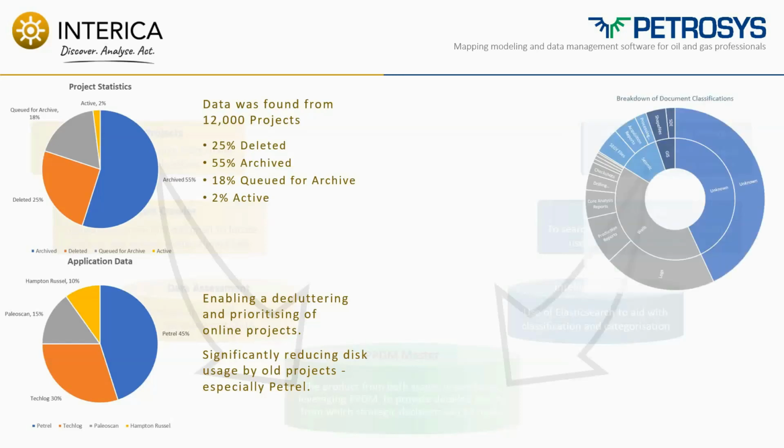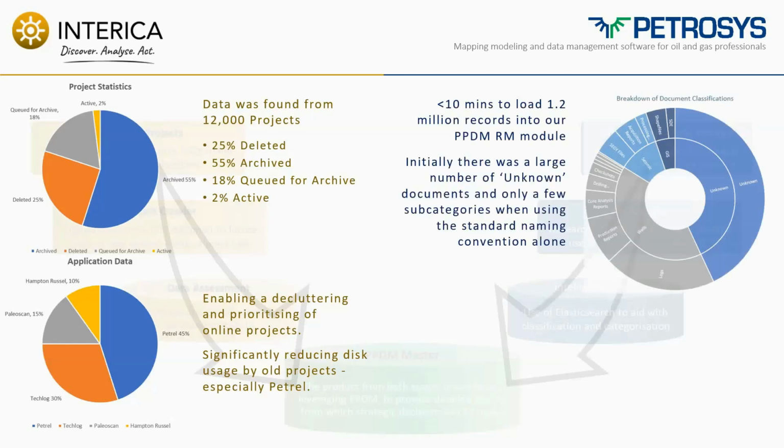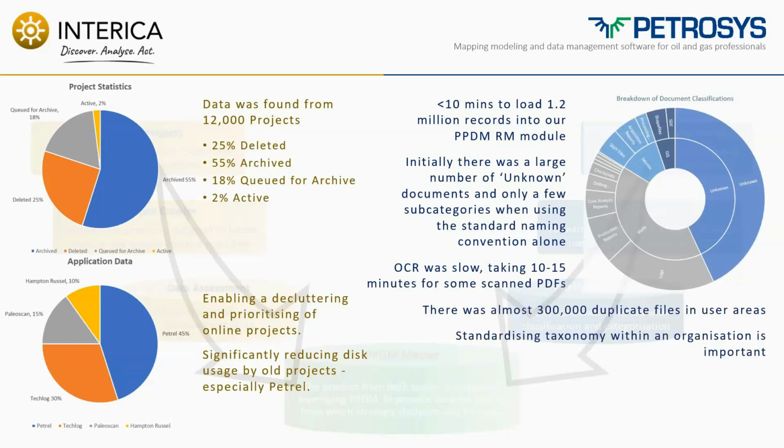The intelligent search process that was carried out on the unstructured data took less than 10 minutes to load 1.2 million records. Initially, there was a large number of unknown documents and only a few subcategories when using the standard naming convention, but this was refined as the process worked through the data files. We found that OCR could be slow, taking 10 to 15 minutes on some scanned PDFs. And there were almost 300,000 duplicate files in user areas which could be removed. And standardizing taxonomy within an organization to aid classification and categorization is important.